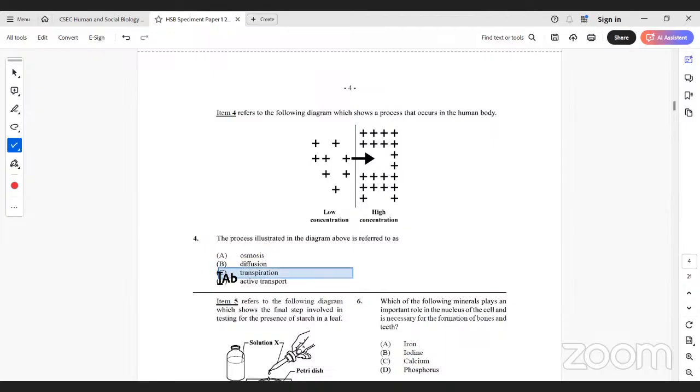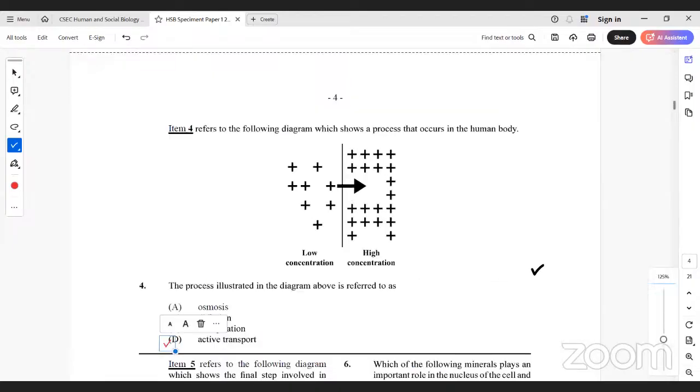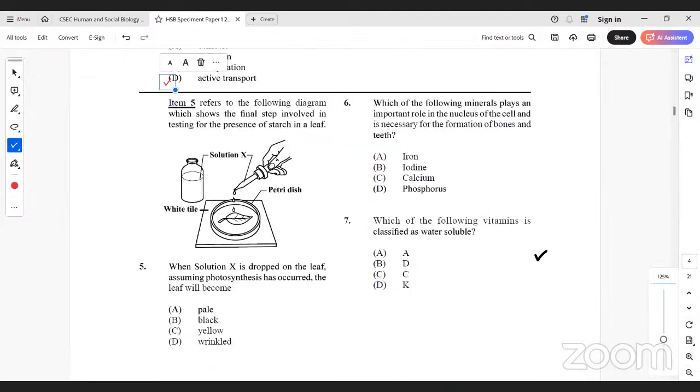And C is absolutely wrong. I want persons to take note of this. Transpiration. Remember, this is section A. The first 5 or so questions are coming from section A. So you could never be talking about transpiration in section A. And anytime you're seeing a movement against a concentration gradient, which is high to low, in this case you're seeing low to high, you know that is D, active transport. Someone wants us to enlarge the screen a little bit, so I hope that helps.